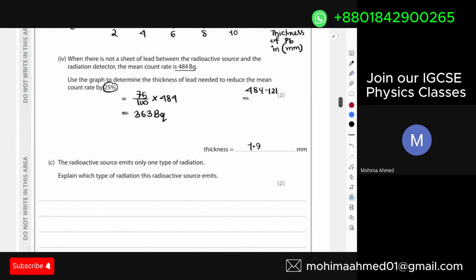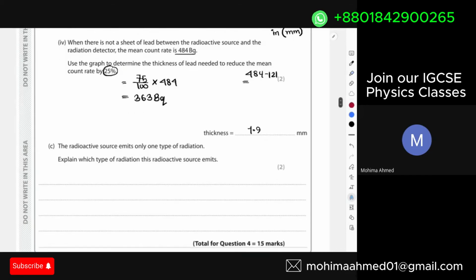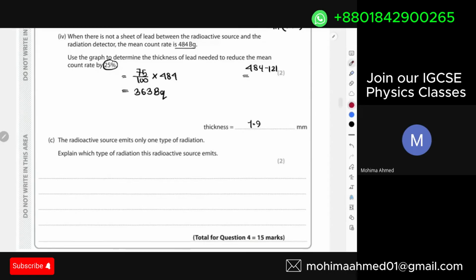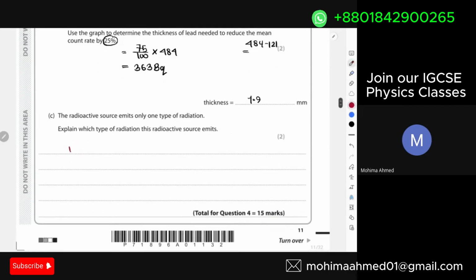Since even after using sheets of lead, I was still receiving count rate values, that means obviously this is gamma, because beta and alpha will be totally absorbed by the lead. And only gamma can penetrate through thin lead sheets. If you're using very thick lead sheets, they would also be absorbed by lead. But since you're using very thin lead sheets, that's why the gamma can penetrate through them. So you can see that again over here, this is gamma.